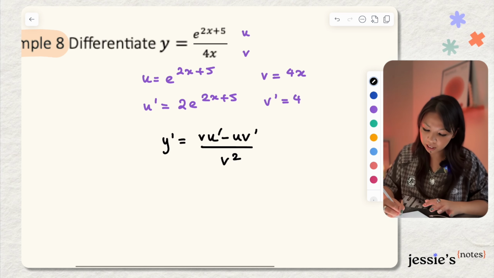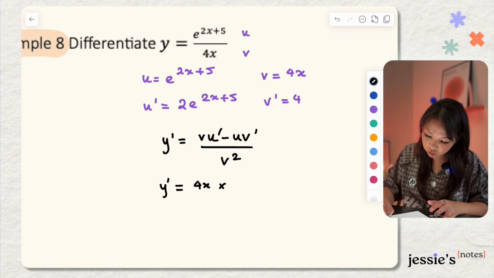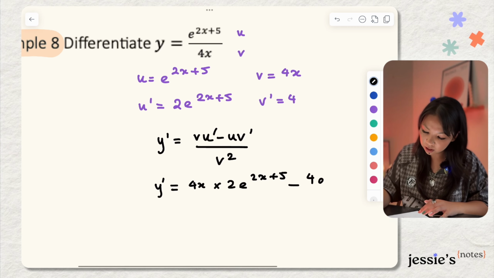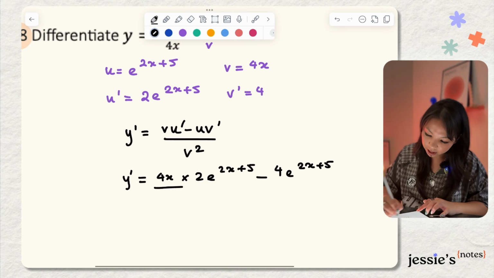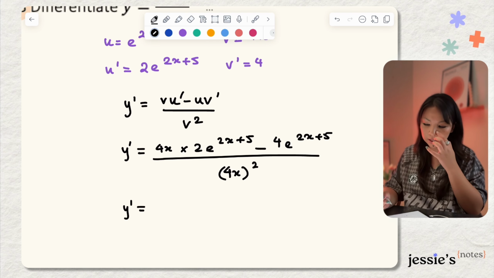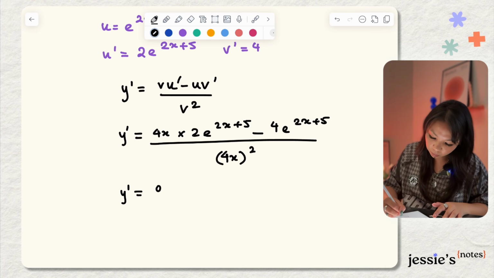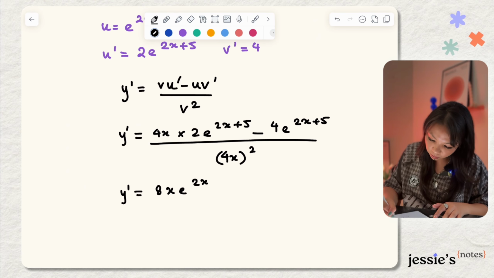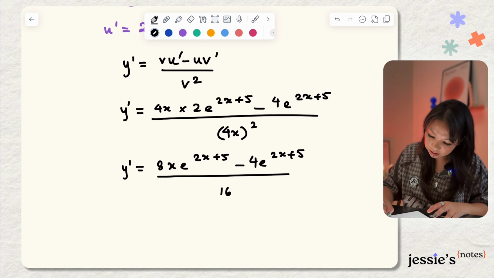Okay, perfect. So now if I plug this in, we're going to get 4 times 2e to the 2x plus 5 minus 4 times e to the 2x plus 5. Put this over here. And then we're dividing that all by 4x squared. So now to clean this up, we're going to expand it, simplify, everything like that. We're going to end up with 8x e to the 2x plus 5 minus 4e to the 2x plus 5. And that is all divided by 16x squared.